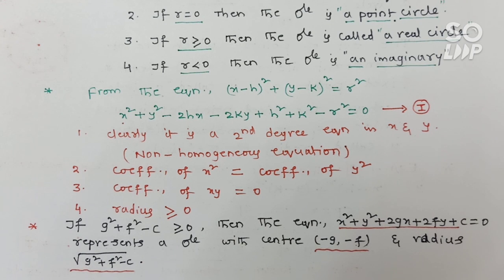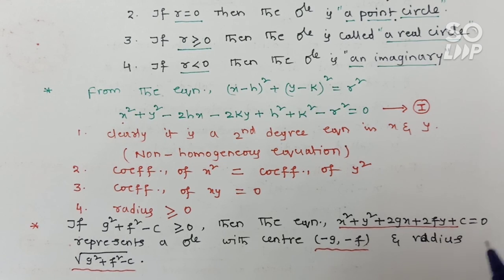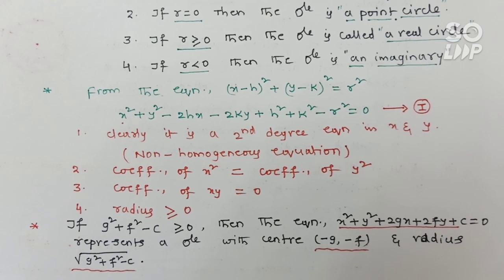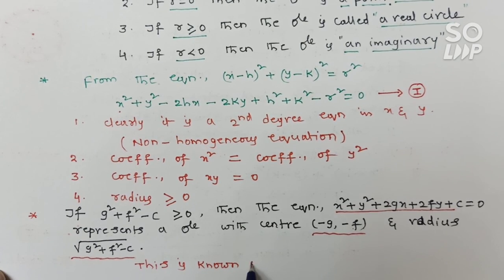These are the introduction of circles. Now this equation is called the general equation of the circle. This is known as the general equation. The first one was the standard equation of the circle. So this one is known as the general equation of the circle.